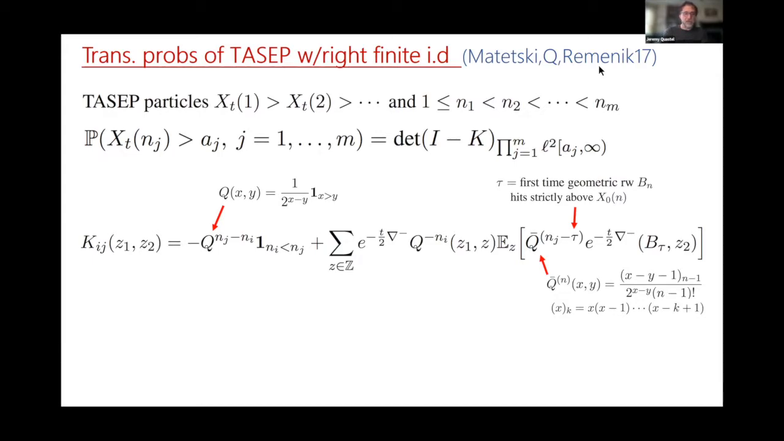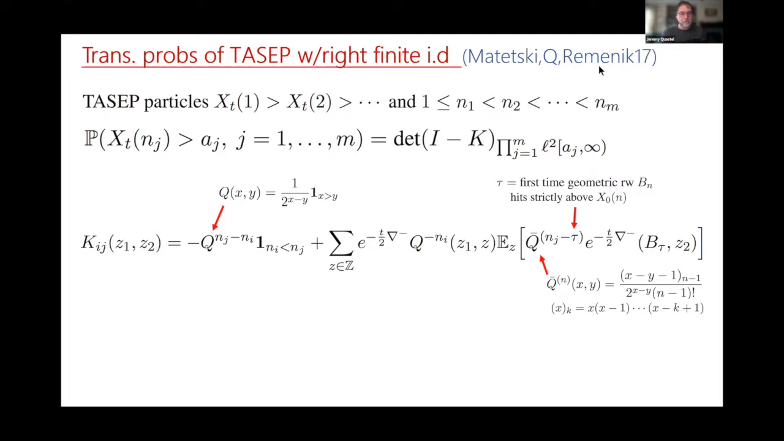So what's the K? The K is an M by M matrix kernel. We're going to look at the ijth entry of it, because it's acting on an M-fold product of little L2. And what are the ingredients that go into it? Well, there's a thing called Q. And Q is nothing but the transition probabilities of a geometric random walk jumping down. Okay, so that's this little Q. And it happens that this Q is actually invertible. The inverse is just a bidiagonal matrix. It's a simple thing.